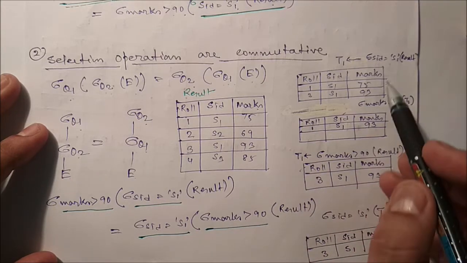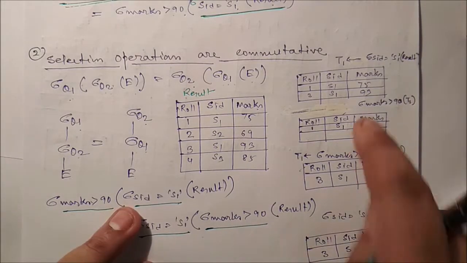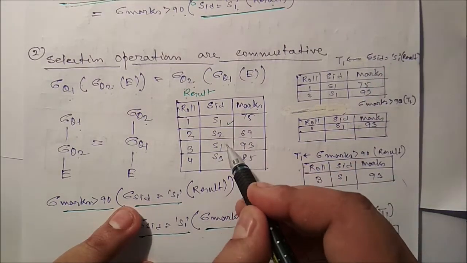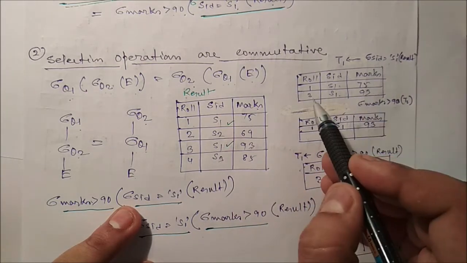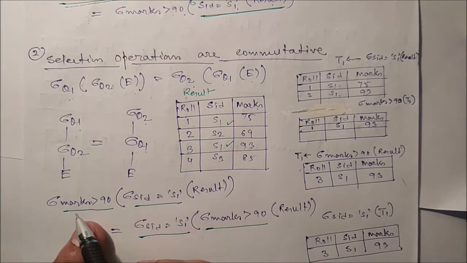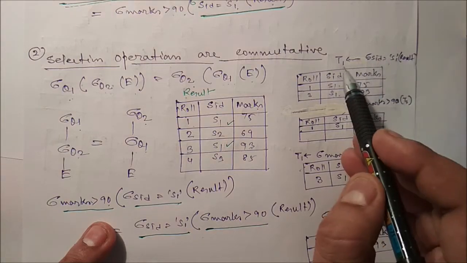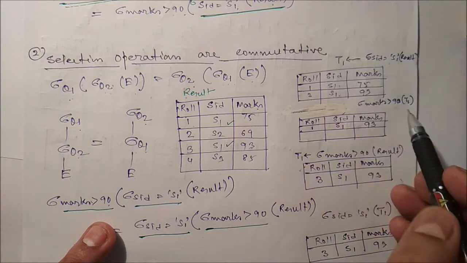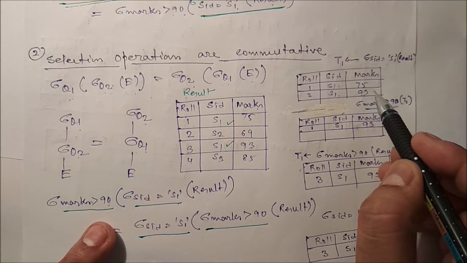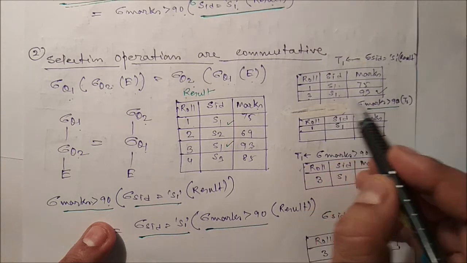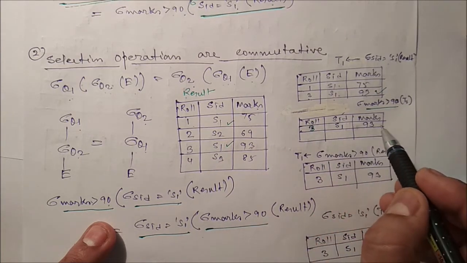So here first we apply subject ID is equal to S1. See, subject ID S1, so we can get these two results: 1 S1 75, 3 S1 93. After that we apply marks greater than 90. From this expression we get one temporary expression T1, and from this T1 we apply the selection condition marks greater than 90. So definitely we have to select this particular row, 3 S1 93. This will be the output.